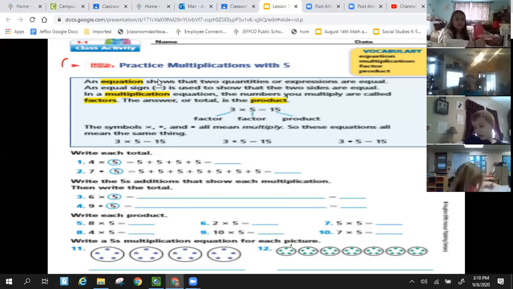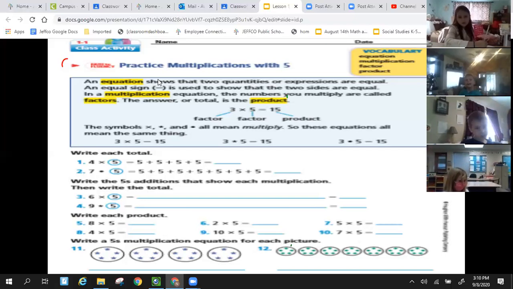So in a multiplication equation, the numbers you multiplied are called factors. The answer, the total, is called the product. Okay, so they're looking at 3 times 5 is 15. We're going to look real quick here. It says to write each total.